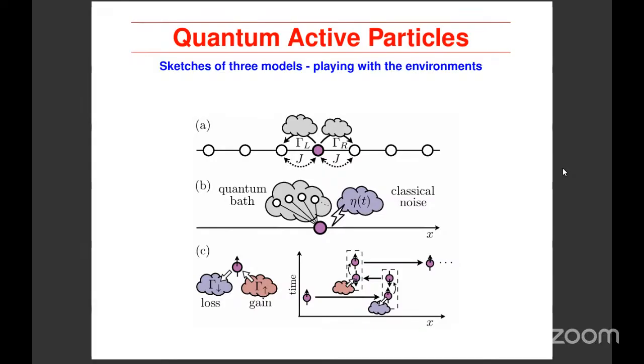There will be a coupling between the spin and the momentum of the particle. Both the spin and the momentum of the particle feel the environment in some weird way. And this will make the particle move in a similar way to the one that I have discussed before.